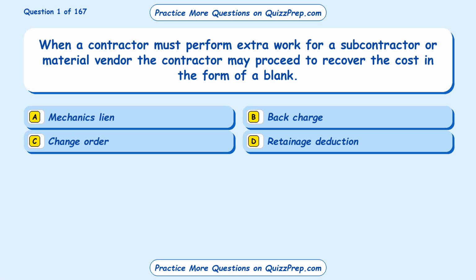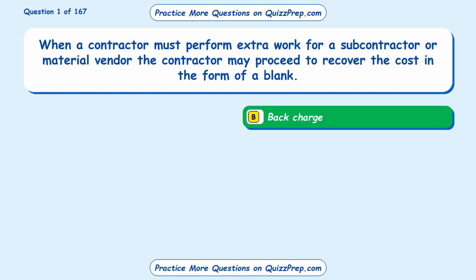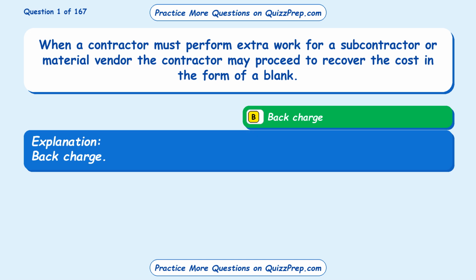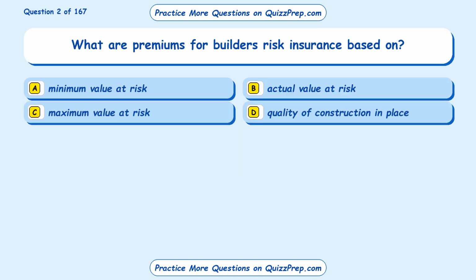Question 1. When a contractor must perform extra work for a subcontractor or material vendor, the contractor may proceed to recover the cost in the form of a blank. Option A, mechanics lien. Option B, back charge. Option C, change order. Option D, retainage deduction. The correct answer is option B, back charge.